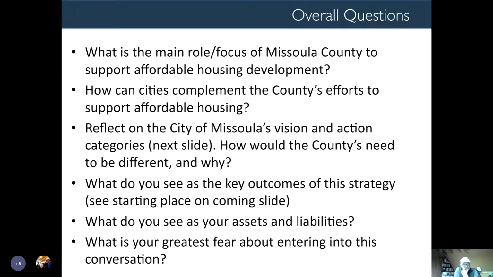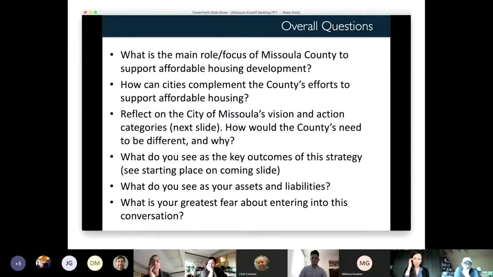What do you see as the main role or focus of the county with supporting affordable housing development? And Laura, you mean not at the moment, but what would we like it to be? What would you like it to be? Yep. Thanks. And I also hope staff jump in here too, so it's not just the three, because I really want to also lean on what Karen and Andrew have to say too.